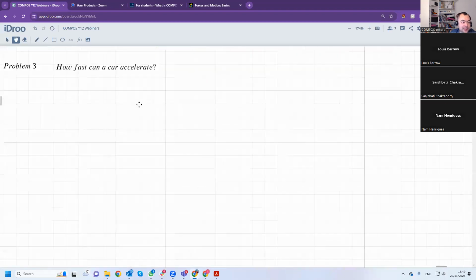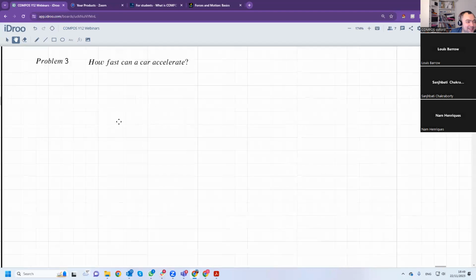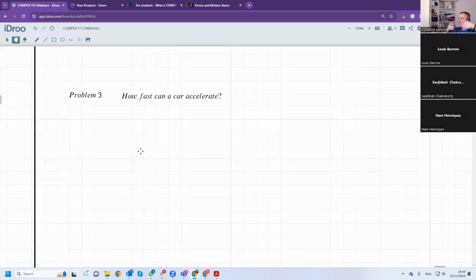How fast can a car accelerate? Okay, so this is another example which I like. You would think that a more powerful car would be able to accelerate faster.